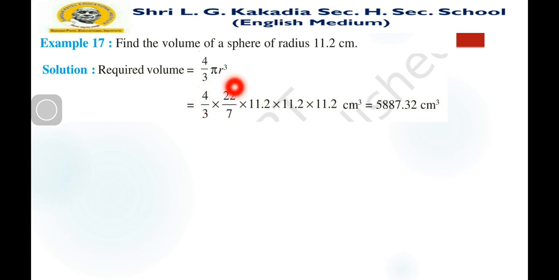Now let me put the values in the formula. 4 by 3, the value of pi 22 by 7, into r cube, which means three times multiplication of r: 11.2, 11.2, 11.2. After multiplying all these terms, we get at last the answer 5887.32 centimeter cube, which is the required answer. Now let us take one more example.